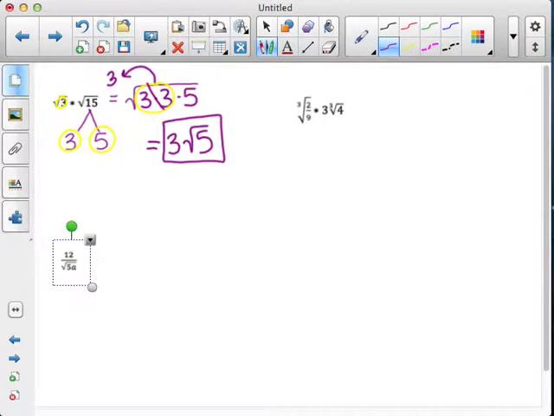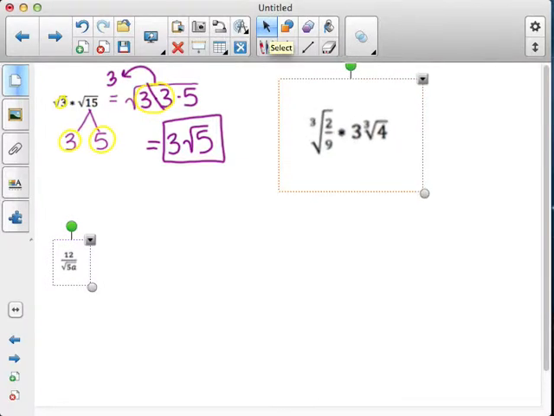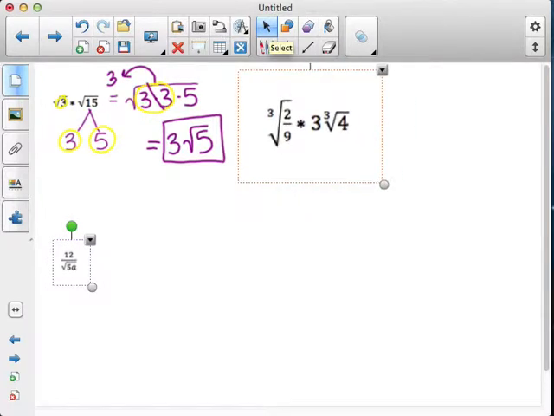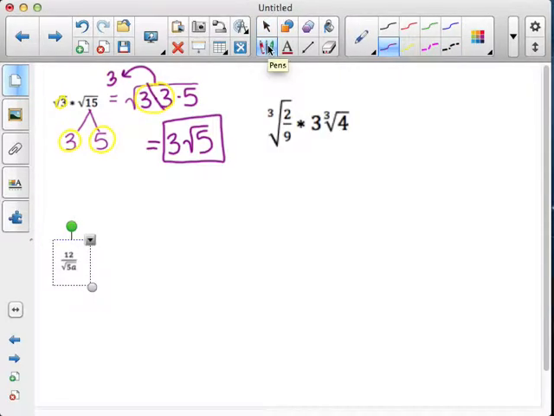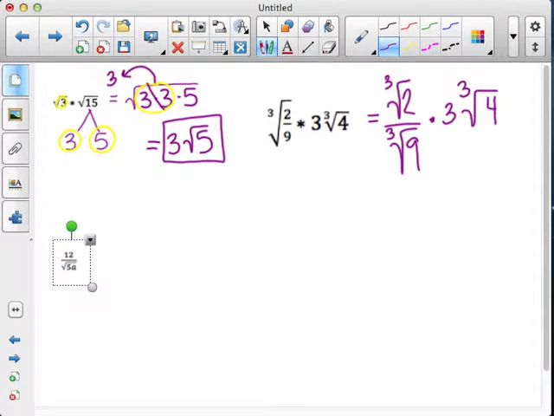Okay, let's come over to this guy. So this equals, and we're doing the cube root on this one. I'm going to make this a little bigger, it's easier to see. So I've got cube root of 2 over 9 times 3 cube root of 4. I'm going to start with this fraction here, and split that into cube root of 2 over cube root of 9 times 3 cube root of 4.